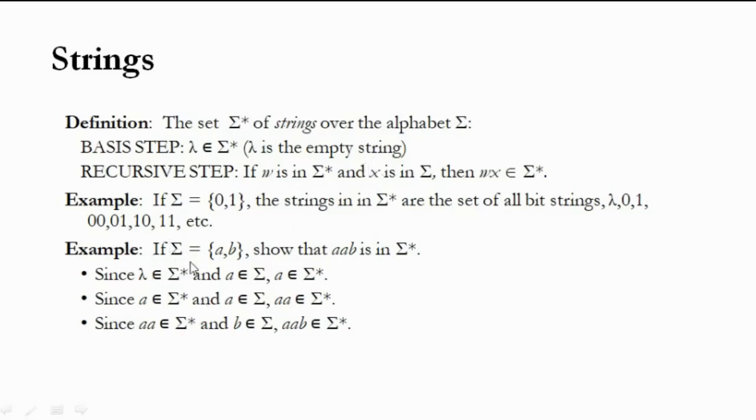If sigma is equal to {a, b}, show that aab is in sigma star. For that, we are supposed to prove that first the empty string is in sigma star, and you take the first character or first alphabet a. Okay, a belongs to sigma, so a is also in sigma star. Since a belongs to sigma star and b belongs to sigma, if you add these two, then automatically aab will also belong to sigma star.